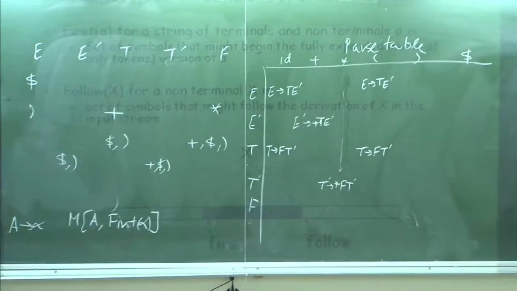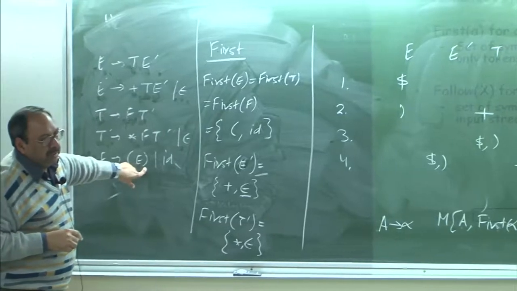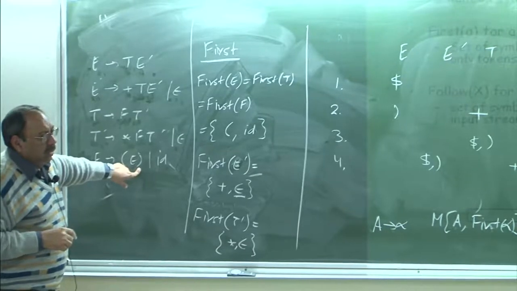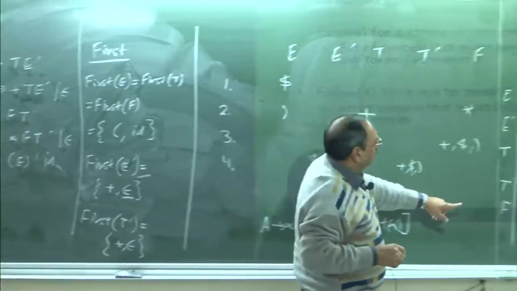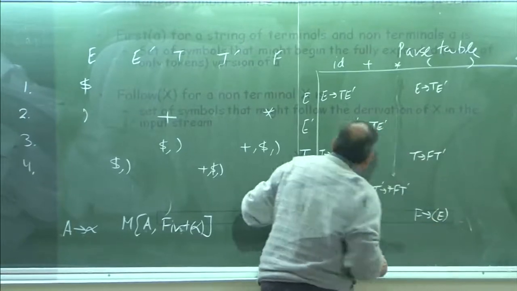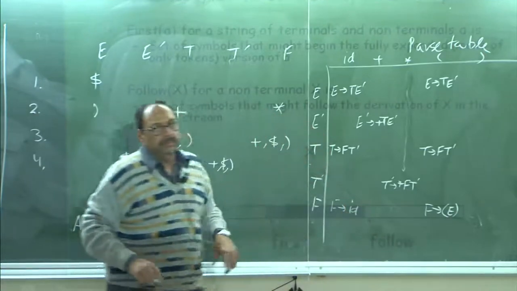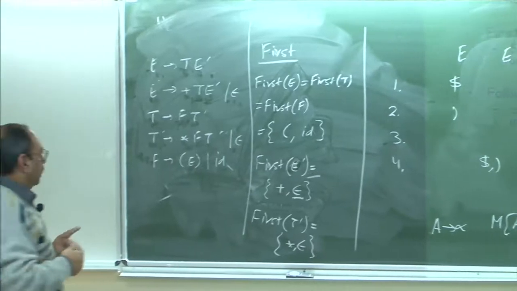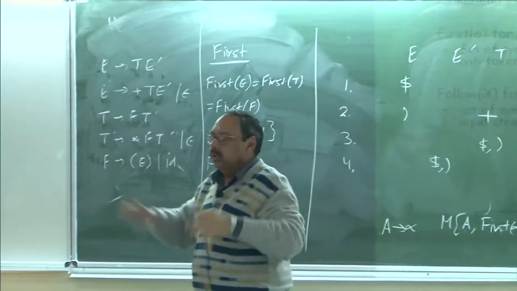Okay. And if I look at this rule, which says F goes to bracketed expression, then what do I do? What rule do I use? And what is the entry I am making here? So corresponding to F and left parenthesis, I will say F goes to bracketed expression, and corresponding to F and ID, I say F goes to ID. So just by looking at the first set, I can make these entries in my parse table. I don't have to do anything else.